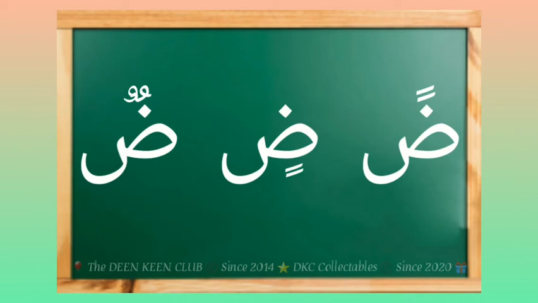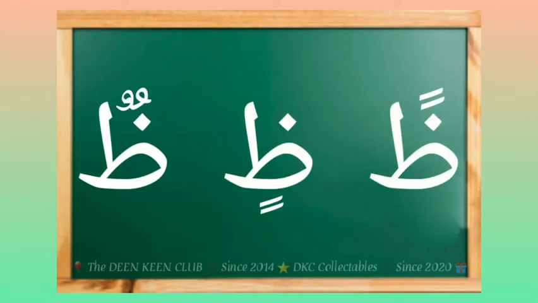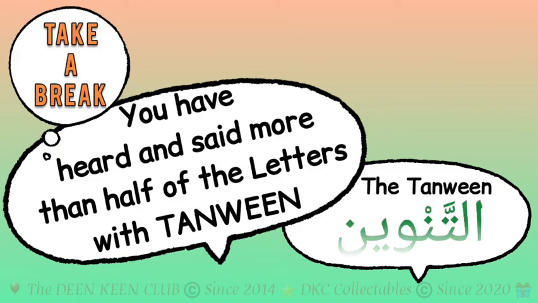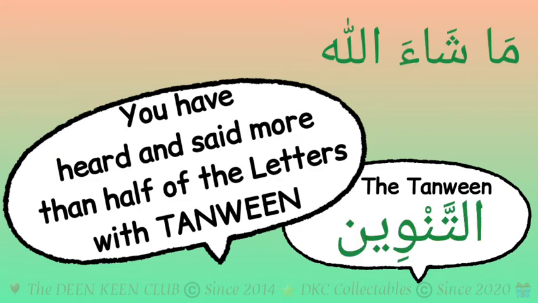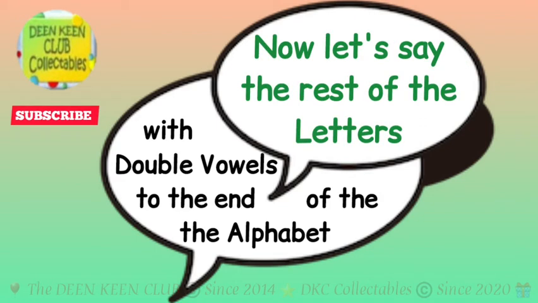Daad, don, din, dun. Thaa, ton, tin, dun. Dhaa, dhan, din, dhun. Take a break. You have heard and said more than half of the letters with Tanween. Now let's say the rest of the letters with double vowels to the end of the alphabet.